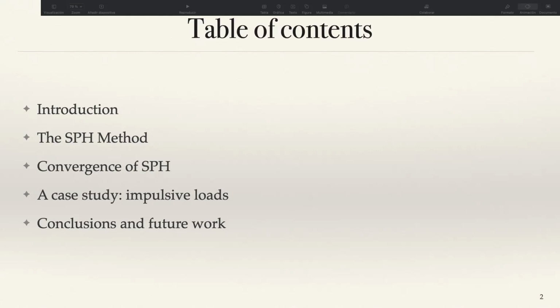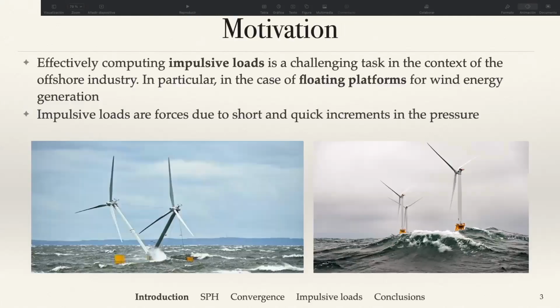After that, I will present an application case. This chapter is divided into two parts. First, I will present some experiments that have been carried out at the model basin in this faculty. And second, I will present some numerical experiments that have been performed in order to reproduce these experimental results. This presentation will be closed by collecting some conclusions and ideas for future work.